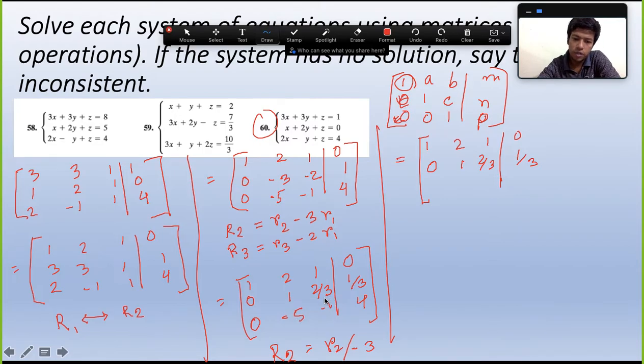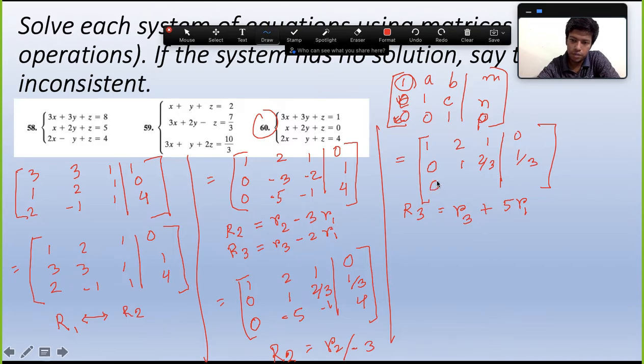Okay, so how do we get that 0? We multiply row 2 by 5 and add with row 3. Let me write it here. So what we are interested to do is row 3 equals row 3 plus 5 row 2. This is what we are trying to do here, and this will be fraction related, so be careful.